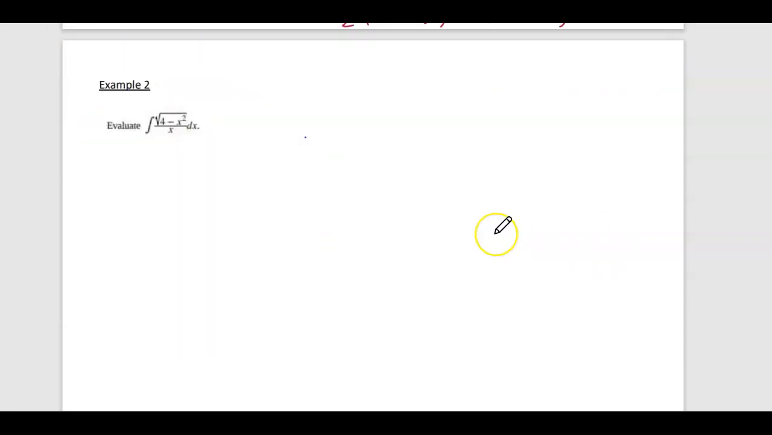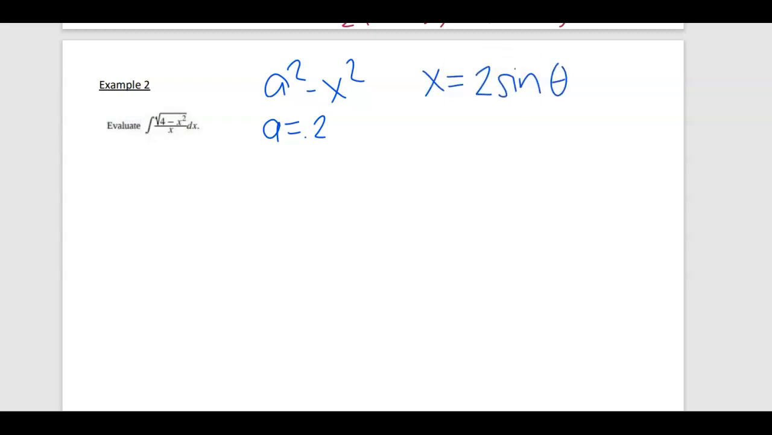See how this is going to go. Again, the first thing I should look for: I have an x squared inside a square root, and I don't have an x on the outside. That's a problem. Since I have something of the form a squared minus x squared, where a would be equal to 2, I'm going to make the substitution x equals 2 sine theta, and dx equals 2 cosine theta d theta.